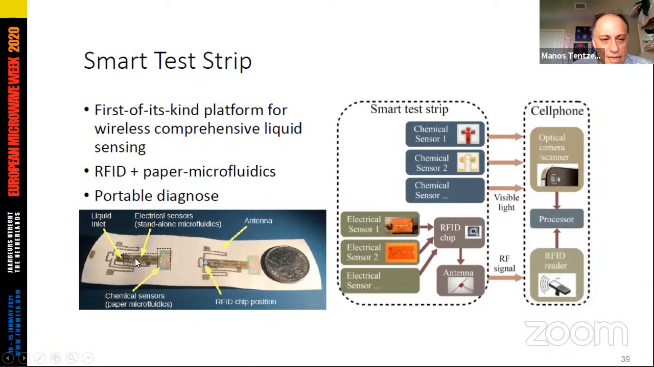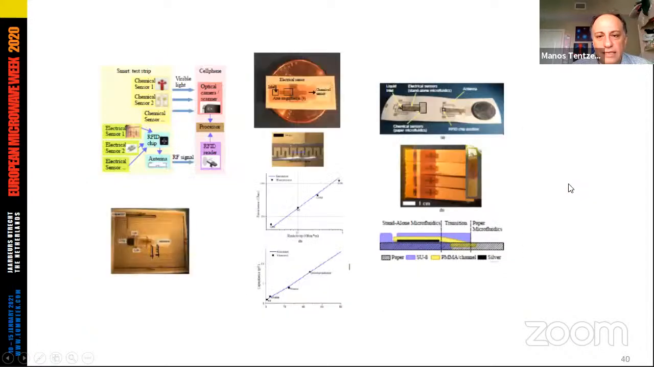That's the liquid inlet, electrical sensors for standalone microfluidics, antenna, chemical sensors for paper microfluidics. So in a sense, you take advantage of both standalone and paper microfluidics, and you may interrogate utilizing RFID technologies, as shown here. You may have lots of them. That's a cross-section of standalone microfluidics, and that's the paper microfluidics, and that's a removable part. So you may maintain the same platform for the RFID detection and interrogation, and you may peel off the disposable sensing part and replace it with a new one.